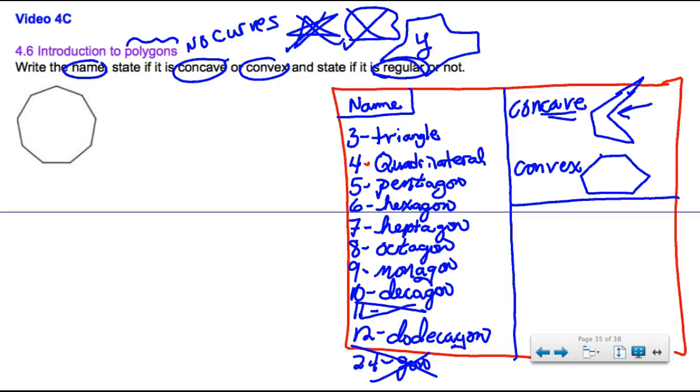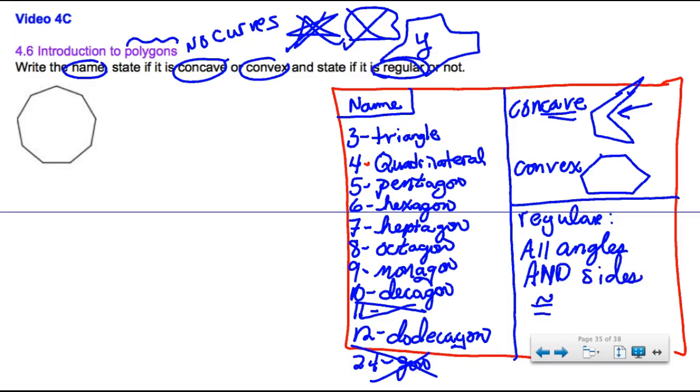Next, regular. A regular polygon has all angles and sides congruent. So what that means is the equilateral triangle we call regular because all angles and all sides are congruent. So let's go over here and take a look at what we've got.